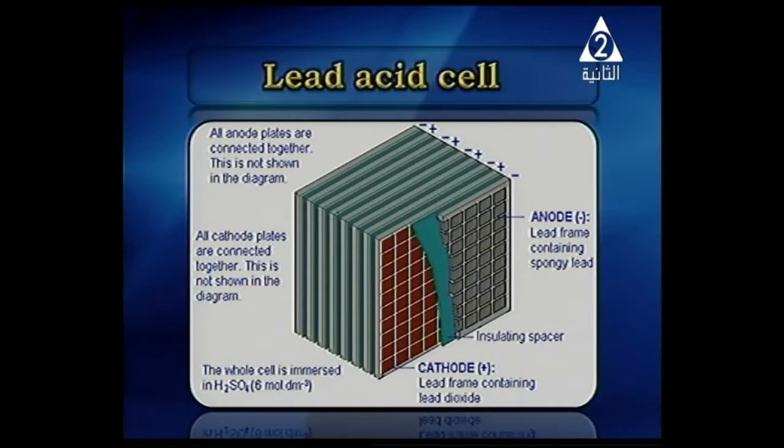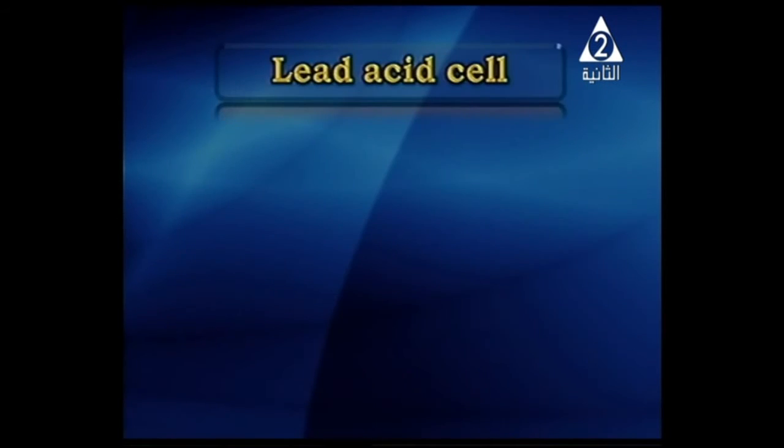The second one, insulating spacer. And we have the cathode, it's the positive one. Cathode is positive, yes, in this case. Lead frame containing lead oxide. After that, the anode plates are connected together, and here the cathode plates are connected together. And again, we have the liquid, the electrolyte here, H2SO4, more concentrated.